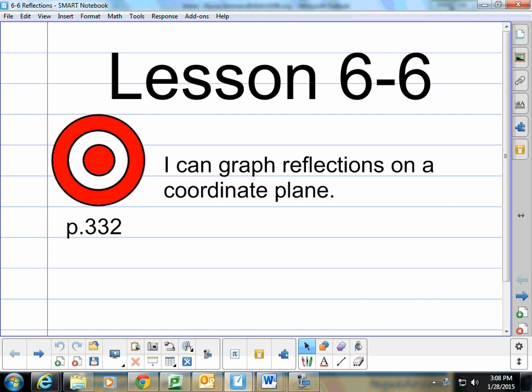Starting on page 332. I am not visualizing word numbers very well today. I can graph reflections on a coordinate plane. So to go to that page, open it up, and we will go from there.